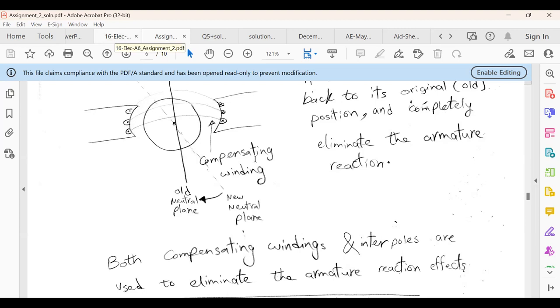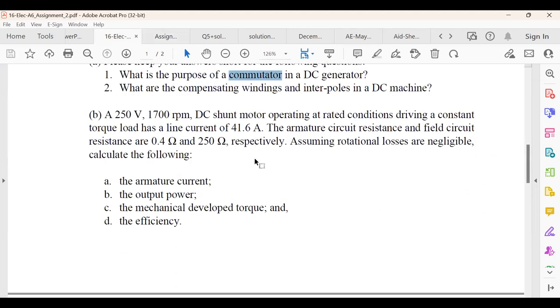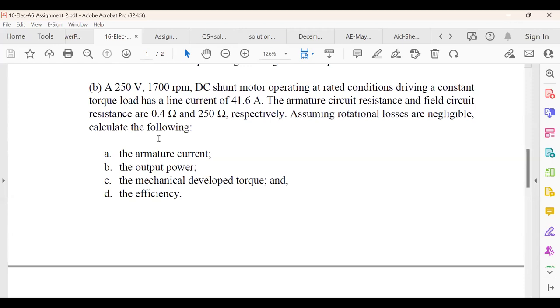Any question? This problem, I believe we solved something very close. It's a DC shunt motor, which is, again, one of the typical problems for the DC.